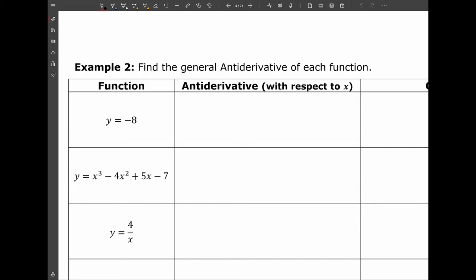But either way, I'm going to go ahead with this. So I'm going to be taking the antiderivative of -8 with respect to x. And again, we know that we can also write -8 as -8x to the power of 0, right? Because x to the power of 0 is just 1. So what this means is that I'm going to find that the antiderivative is going to be -8x to the 0 plus 1 all over 0 plus 1, which is just -8x.